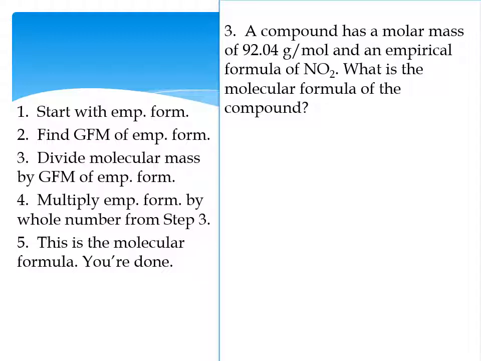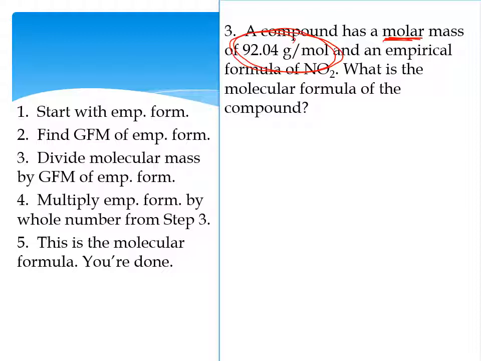Third example, different numbers, same process. Do the same thing we've done, step by step. Compound has a molar mass of 92.04 grams per mole. So that's again telling us our molecular formula. Our molecular formula, our big version, our mashed potato ball, weighs 92.04 grams per mole.